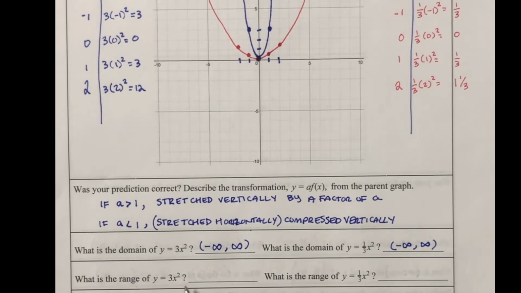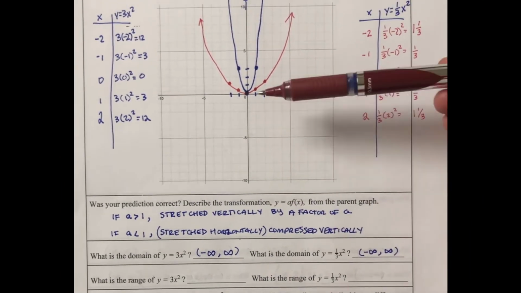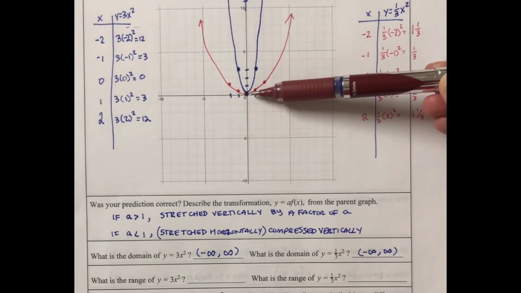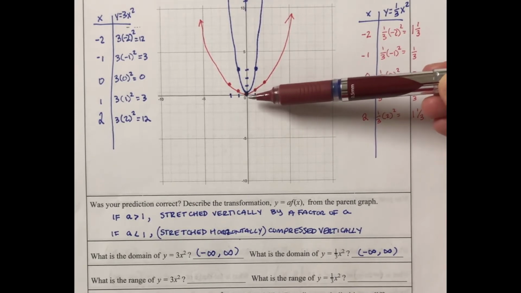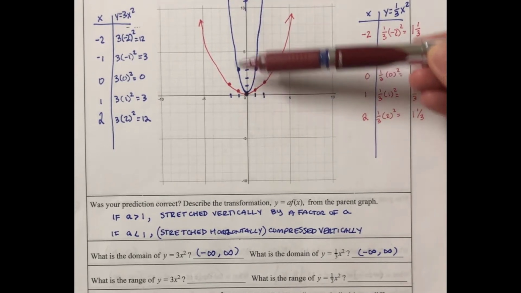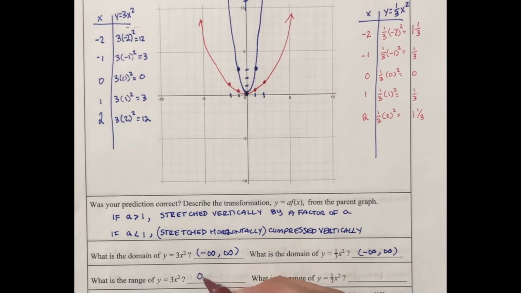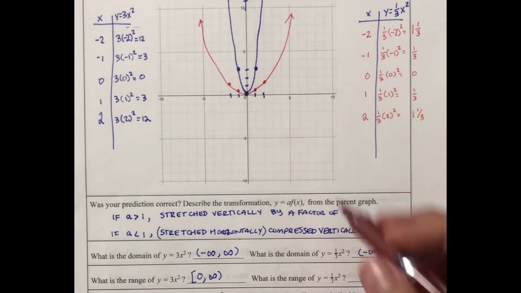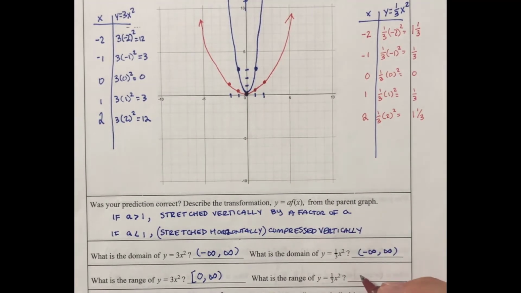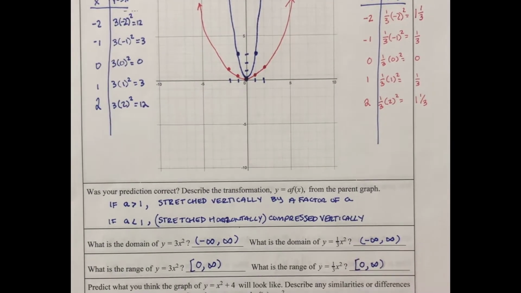So the range of y equals 3x squared, well, it's not very different than our first one actually. We start at 0 as our lowest y value and it goes up to infinity. And that's actually true for the next function as well, for the red one. So for the red one, our lowest point is 0 and our highest point goes up to infinity.